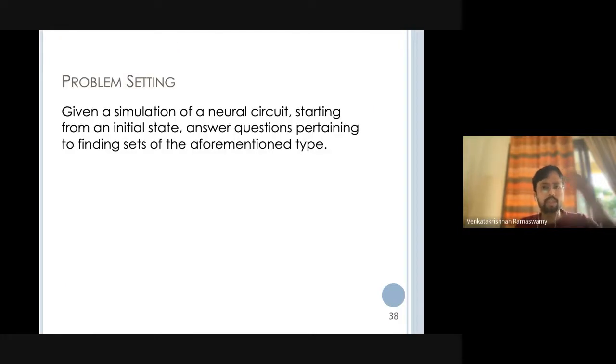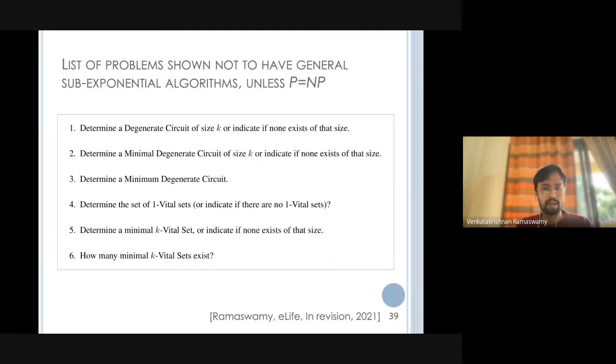So what's the problem setting? Well, suppose I gave you the simulation of the entire neural circuit starting from an initial state. Answer questions pertaining to finding sets of the aforementioned type, right? And here are the 6 questions that I will show basically don't have general sub-exponential algorithms unless P equals NP.